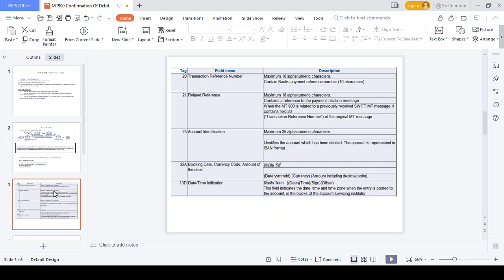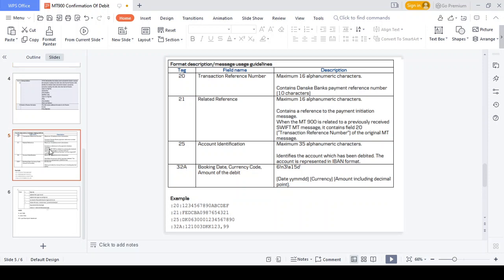Account identification is the 35-character alphanumeric IBAN number of the ordering institution, then booking date, currency code and amount. As already said, the booking date format is YYMMDD. Currency is a 3-letter standard currency code, AED, USD, like that. And the amount details also come with the decimal. Next, date and time indication. 13D is the date and time indication. The date format is the same as before, and then time and sign and offset. All this information should be available in this message.